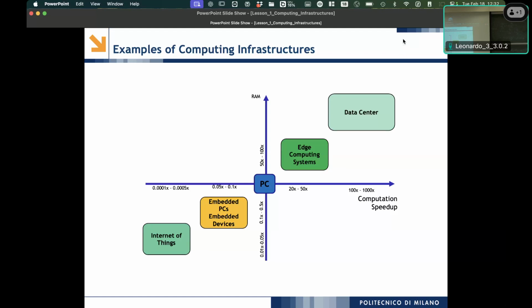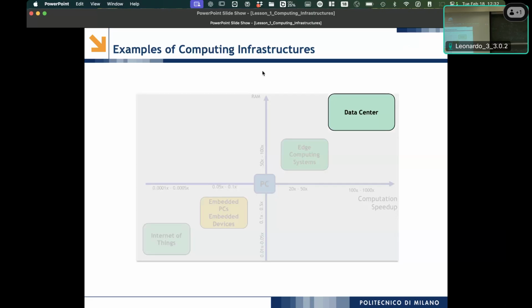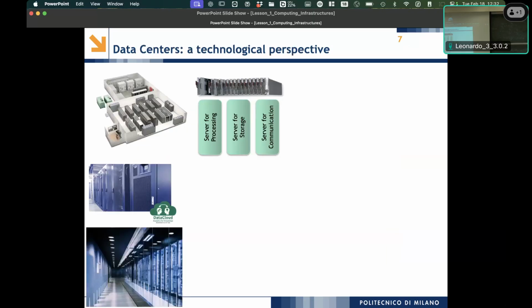And then we have also started talking about data centers and edge computing. For what concerns data centers, we'll enter on this next week. We have servers for computation. Today we have several accelerators to also favor AI workloads that are really relevant and are still growing. We have servers for storage, and we have servers for communication.